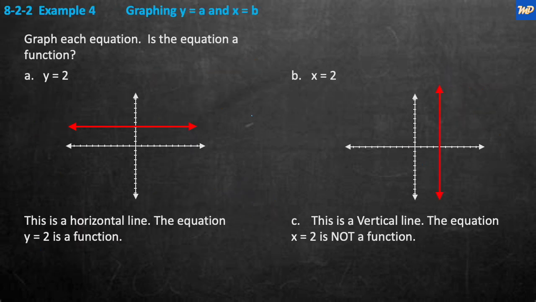Okay? In example 4, we're going to be talking about graphing y equals a and x equals b. Graph each equation. Is the equation a function? Remember from our discussion on relations and functions? What's the definition of a function? In a function, each x has one independent y value or output. So you can't have an x with two different values for the output y. A relation is where you can have multiple solutions for a given x. So that's basically what we're talking about here.